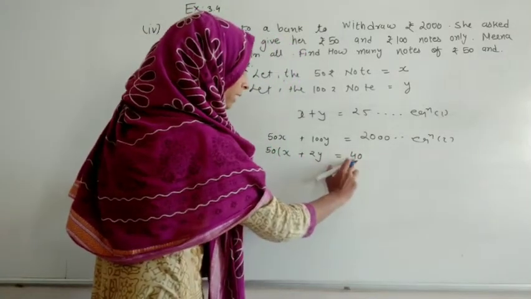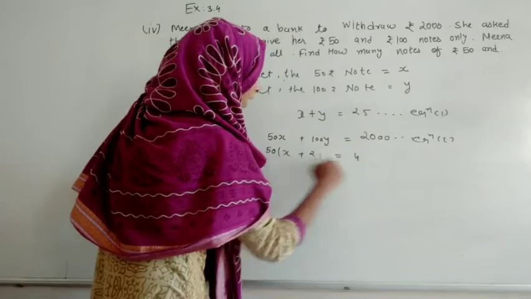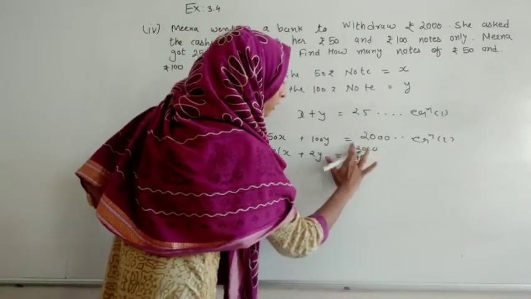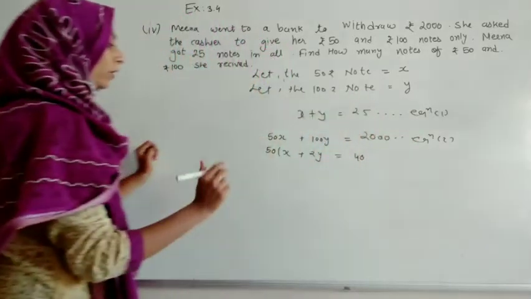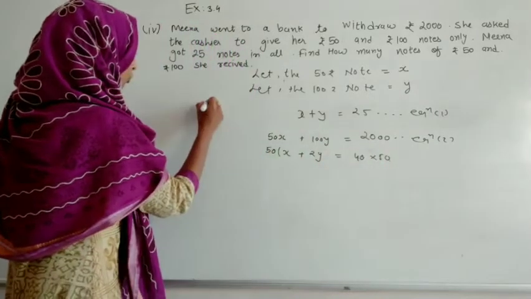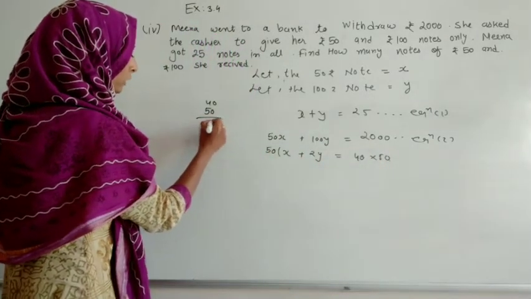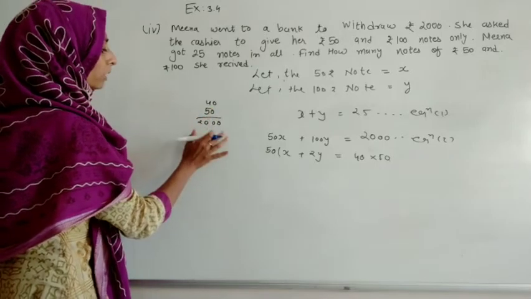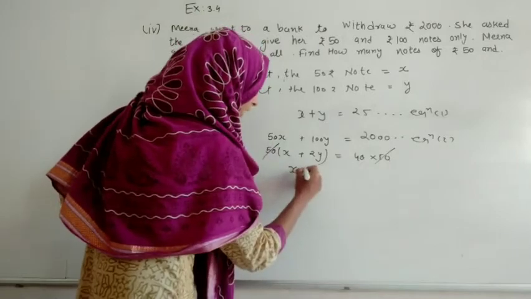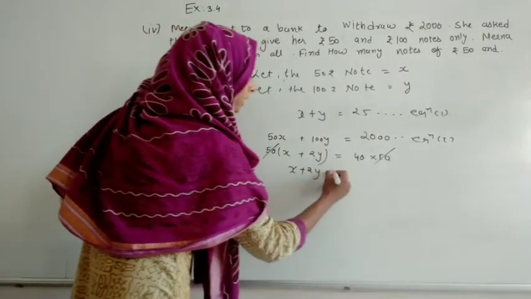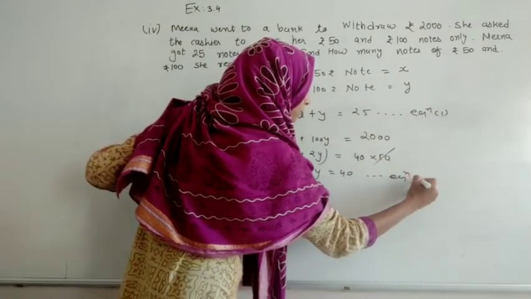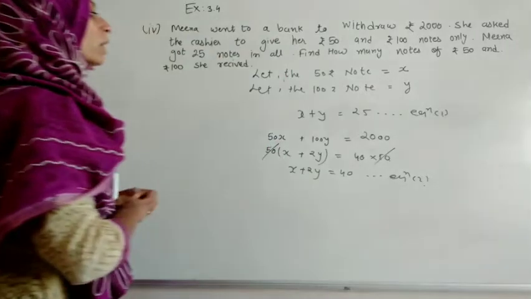5 4s are 20. Watch it here. 5 4s are 20. This 0 and that extra 0 means here what will remain? 40 will remain. If you have any query, you can do it in rough, that 40 into 50, 2 zeros and 5 4s are 20, so it will make 2000. So this is how we will cut this 50. So we are getting equation x plus 2y is equals to 40, and now we will give it as equation number 2. Now we have to do elimination method.